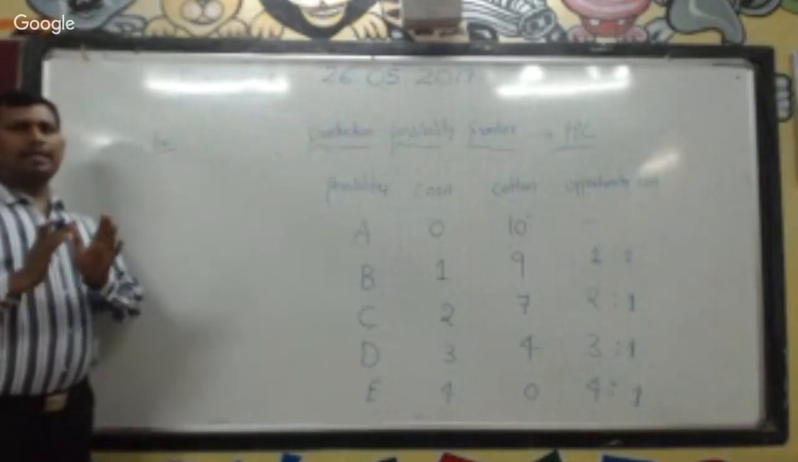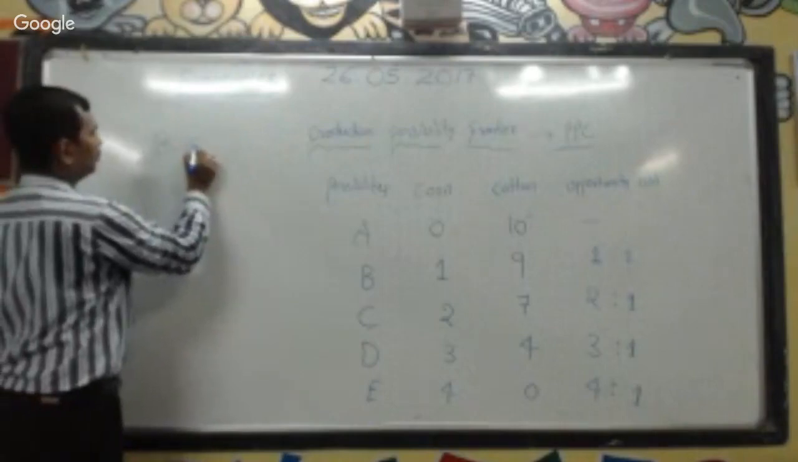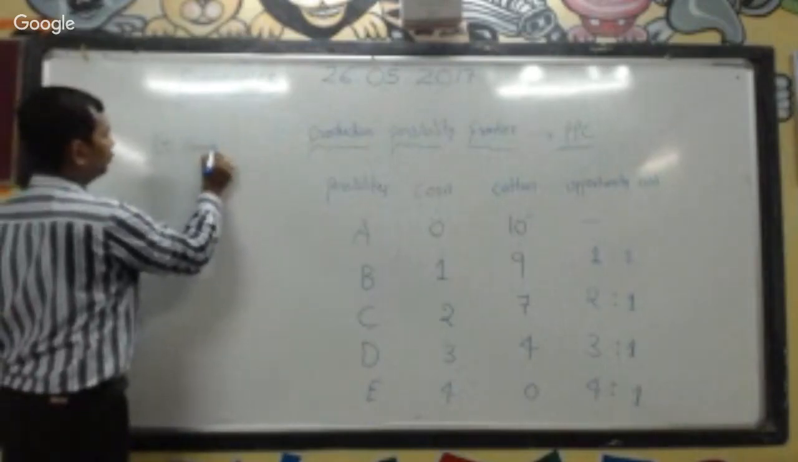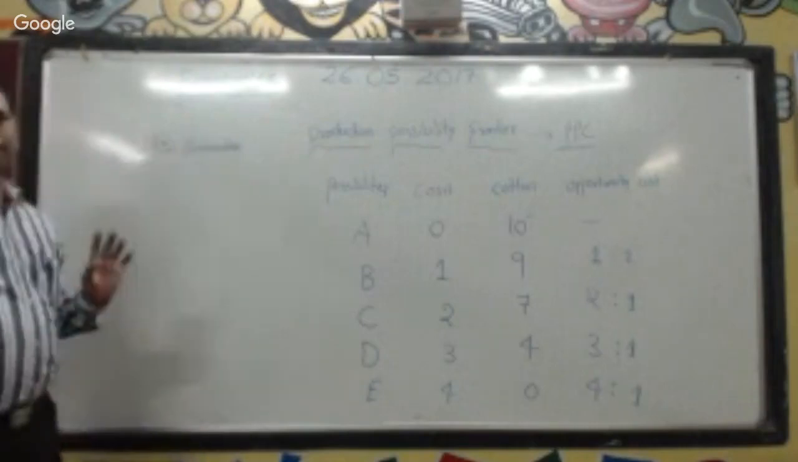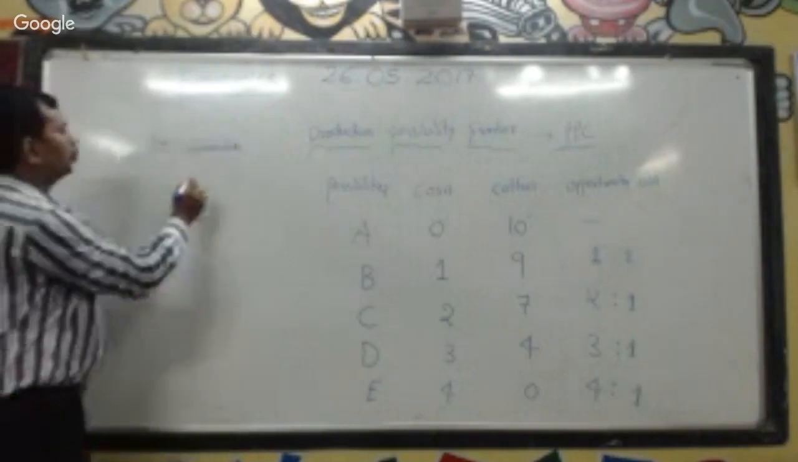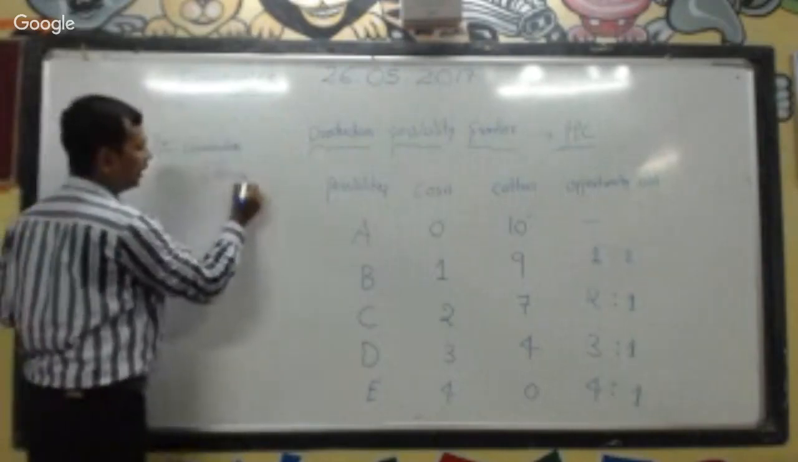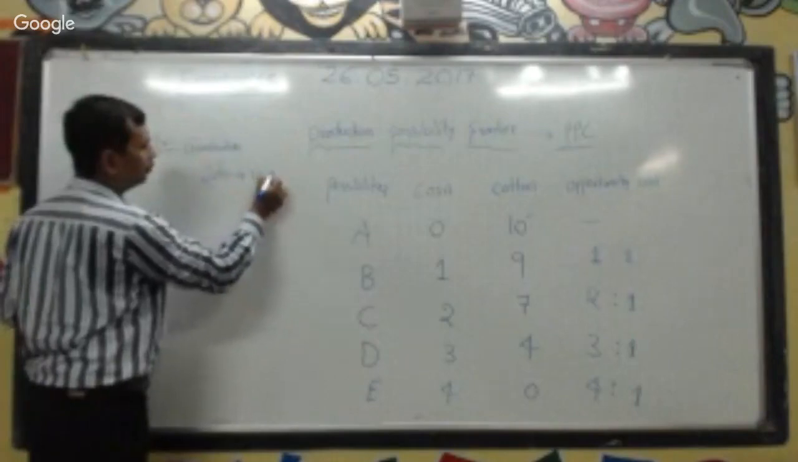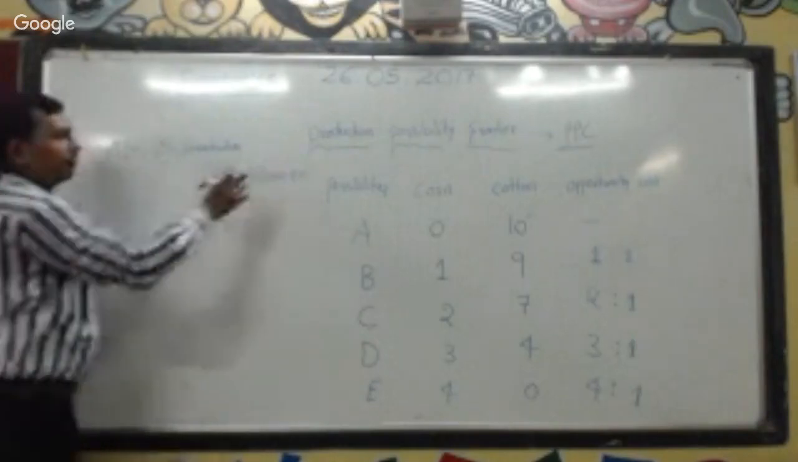a student has completed his graduation. Graduation means degree. He completed the degree. After completion of his graduation, he got a job. He got a job with the initial salary of 10,000 rupees per month. What is the initial salary? 10,000 rupees per month.